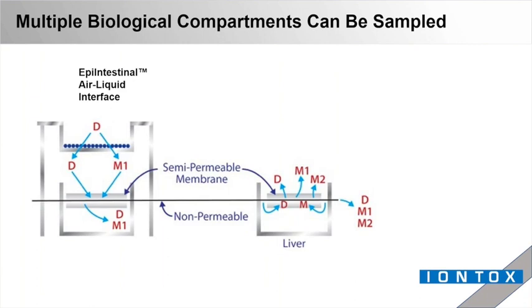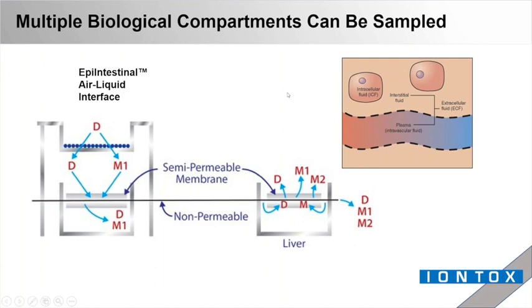And what this allows us to do is to sample all the major compartments within a tissue. So for example, we apply our drug, we can look at drug permeability, parent permeability, we can look at metabolism by the epiintestinal, we can look at absorption through the semi-permeable membrane, followed by delivery of parent as well as the initial metabolite into the liver, and then look at the metabolites that the liver is then producing, either by metabolizing the primary metabolite or the parent itself, and then we can collect this out in the perfusate.